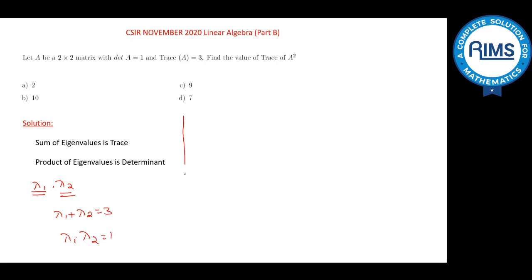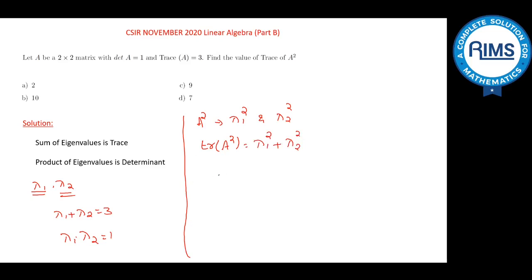Now what are the eigenvalues of A square? We know that if lambda 1 and lambda 2 are eigenvalues of A, then the eigenvalues of A square are lambda 1 square and lambda 2 square. And what is the trace of A square? Trace of a matrix is the sum of eigenvalues. Therefore trace of A square equal to lambda 1 square plus lambda 2 square.